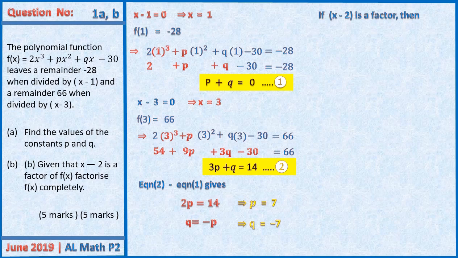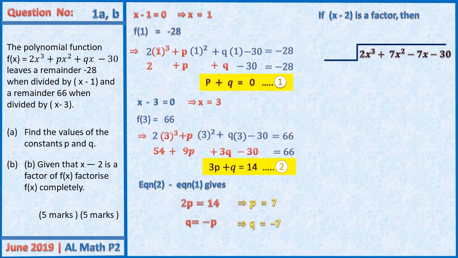Now for the b part, if x minus 2 is a factor, then we can use long division to obtain the other factors, because they said you should factorize completely. And when you factorize completely, it means the function will be expressed as a product of its linear factors. A linear factor means the highest power of x is 1. Those are the type of factors they want.